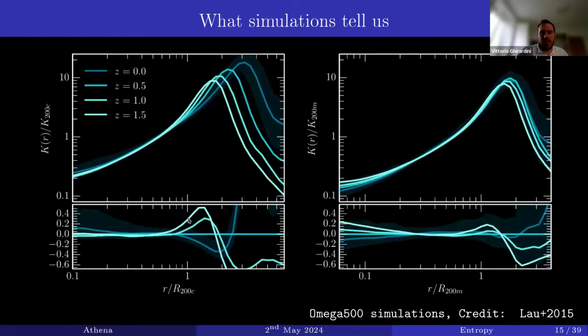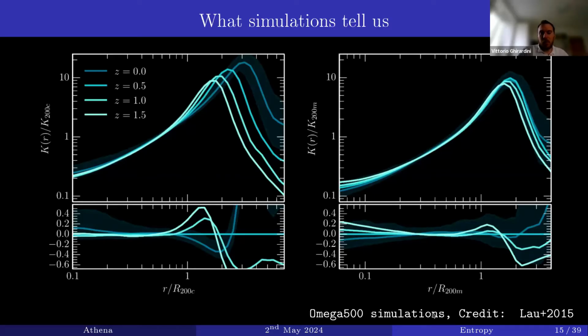More recent simulations, for example, here you see the Omega 500 simulations in the work of Lau et al. 2015. On the left-hand side you see the entropy scaled by the 200 critical quantity. And you see that these profiles are basically one on top of each other at many different redshifts. Here you see 0, 0.5, 1, and 1.5.